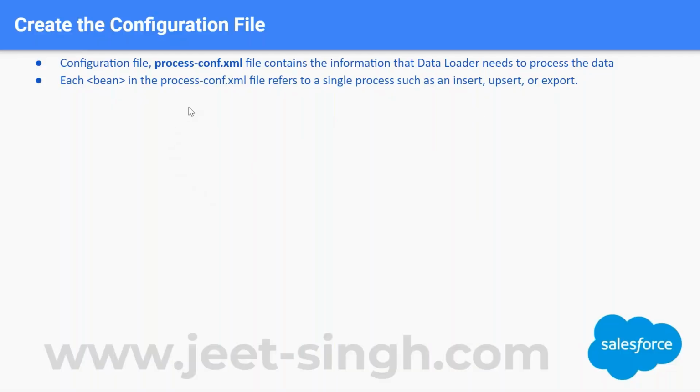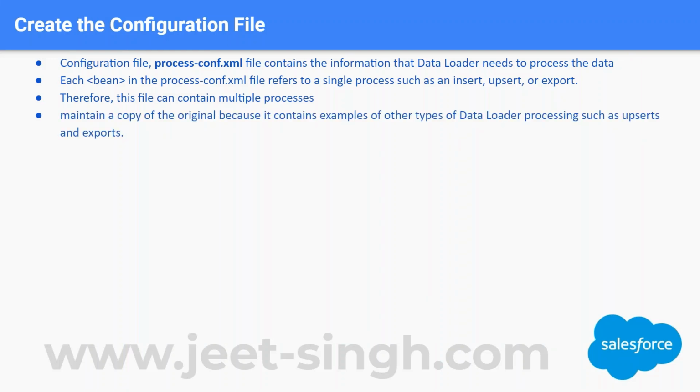Okay, so each bean in the process-conf file refers to a single process, such as insert, upsert, or export. Okay, so that is there. This file can contain multiple processes. So one process-conf file can have multiple processes also. So that is also possible.